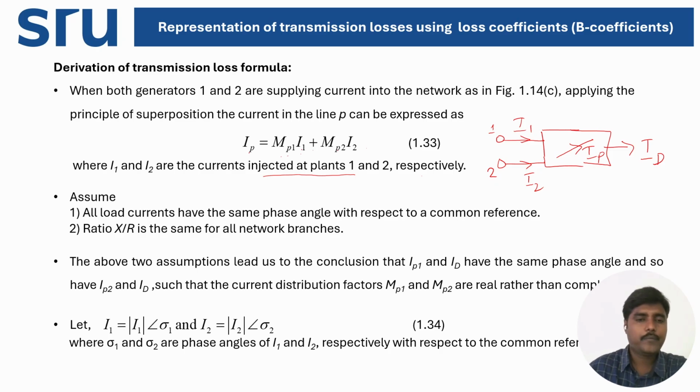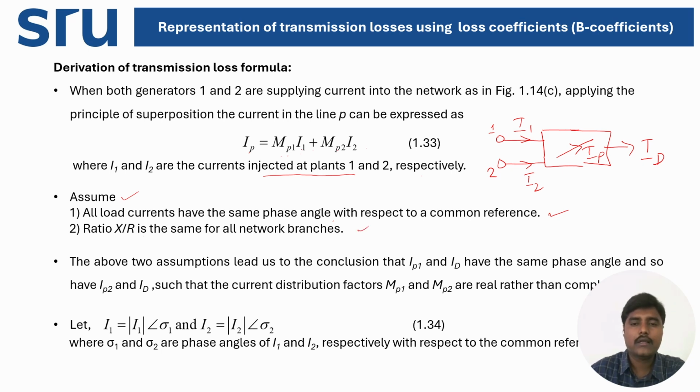In proceeding, we have to take some assumptions here, because the assumptions make the derivation simpler and more convenient for us. All the load currents have the same phase angle with respect to the common reference. This is the first assumption. The second assumption is the ratio X by R is the same for all network branches.